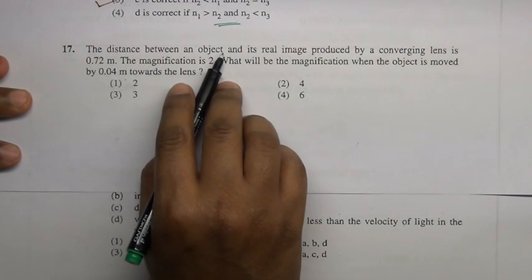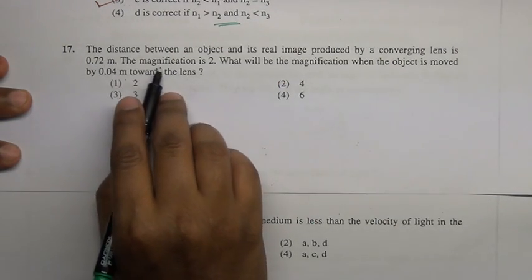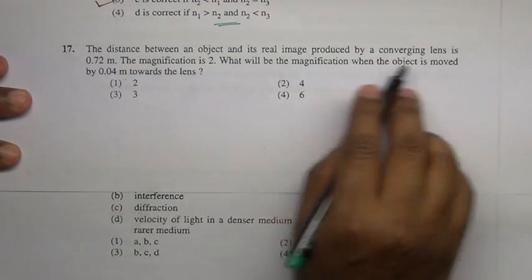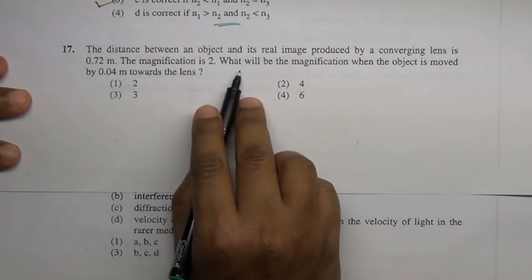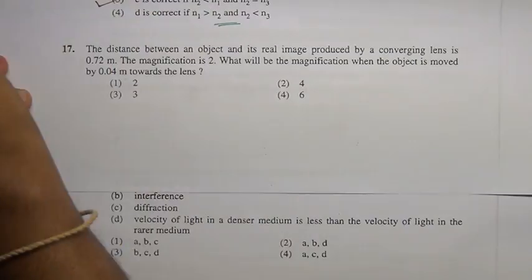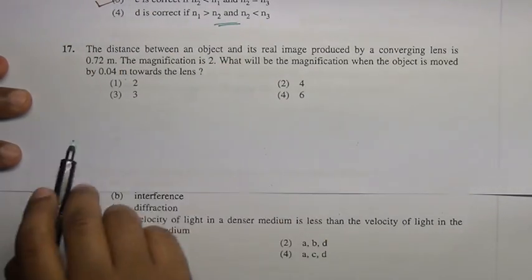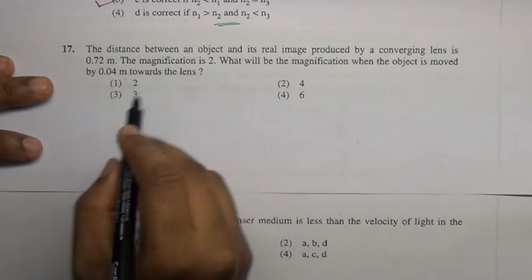The distance between an object and its real image produced by a converging lens is 0.72 meter. The magnification is 2. What will be the magnification when the object is moved by 0.04 meter towards the lens? Oh, this takes more time. Since we can save time in other problems, we can spend some more time on this problem. Doesn't matter. Let us solve this problem.